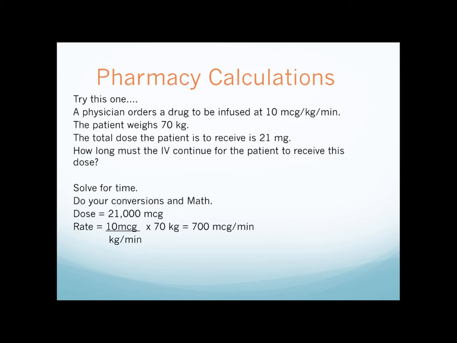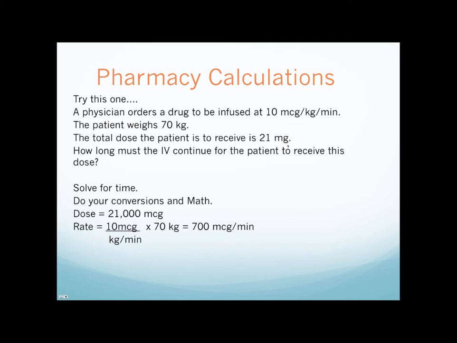So here's one that's a little bit more complicated. A physician orders a drug to be infused at 10 micrograms per kilogram per minute. The patient weighs 70 kilograms. The total dose the patient is to receive is 21 milligrams. How long must the IV continue for the patient to receive the proper dose? So I'm solving for time. So I have to do some conversions and figure out what the time is.